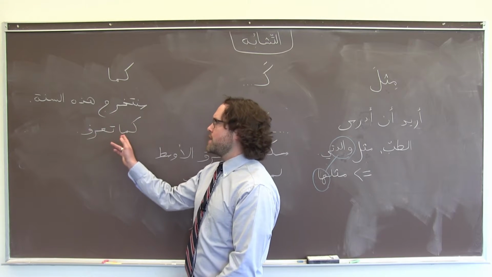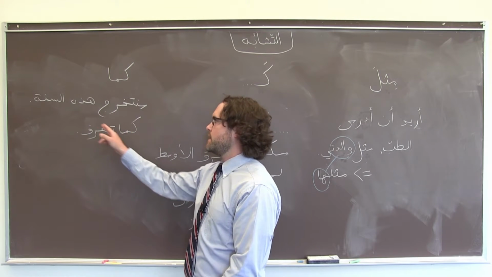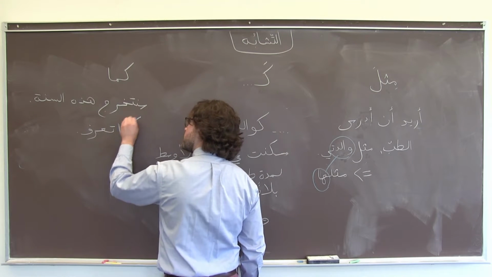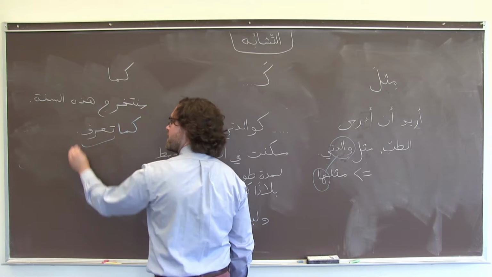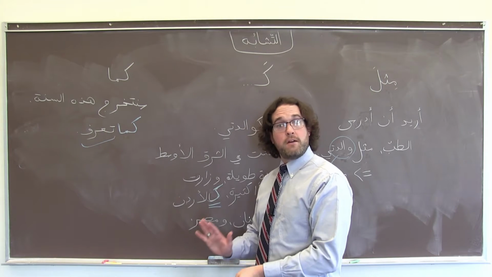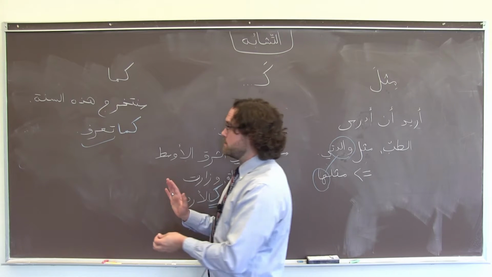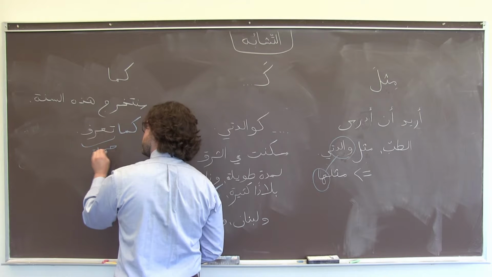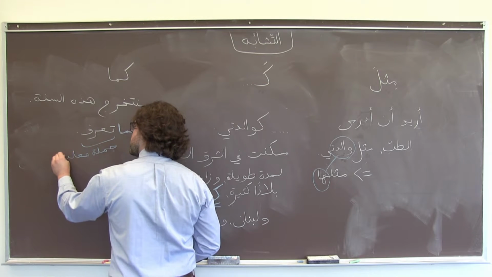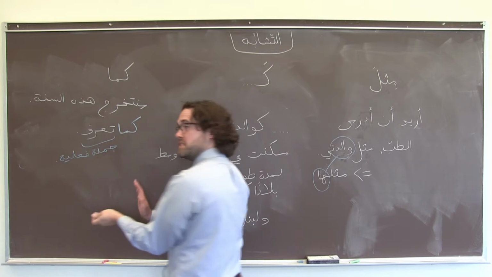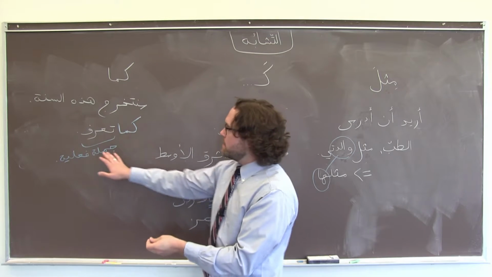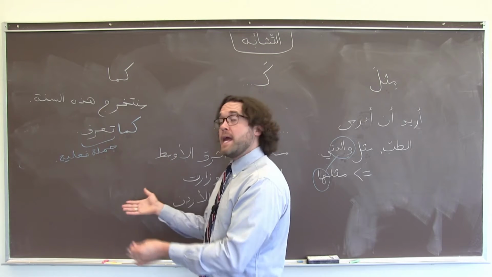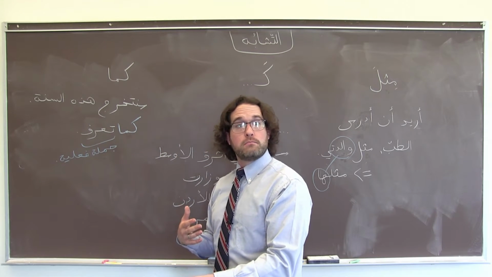We will graduate this year as you know. سنتخرج هذه السنة كما تعرف. As you know. So here تعرف is a jumla فعلية, right? It's a complete verbal sentence. It happens to be a very short one, but you know is a complete sentence length idea, تعرف in Arabic. So it satisfies the requirements of kama.